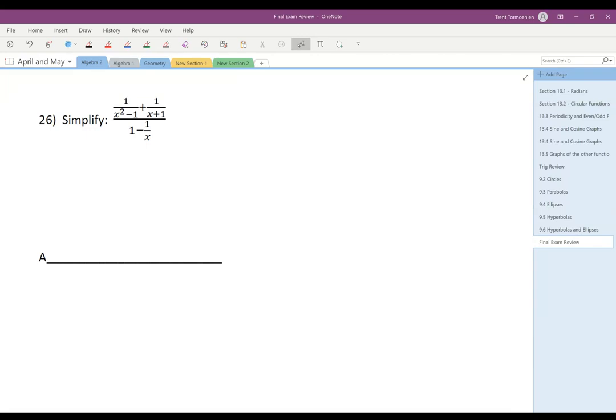We need to go through and take care of the top and the bottom separate from each other. And so this one is going to be 1 over, we're going to need to add these together. So we're going to factor the denominator to x minus 1 over x plus 1, and then plus 1 over x plus 1.